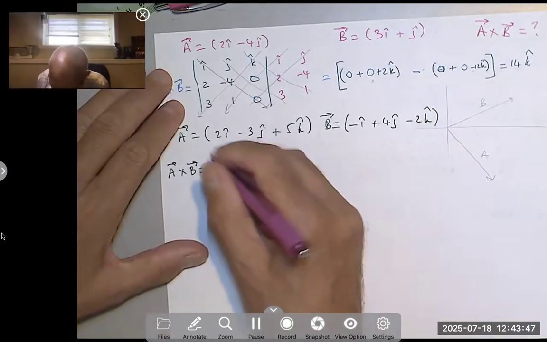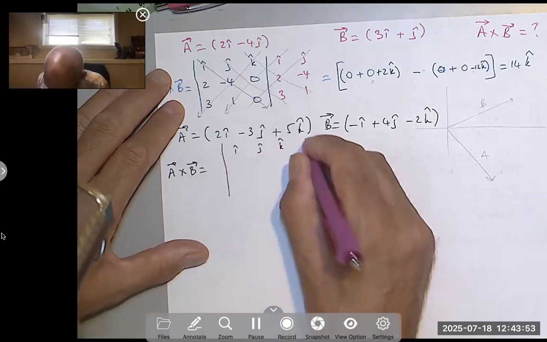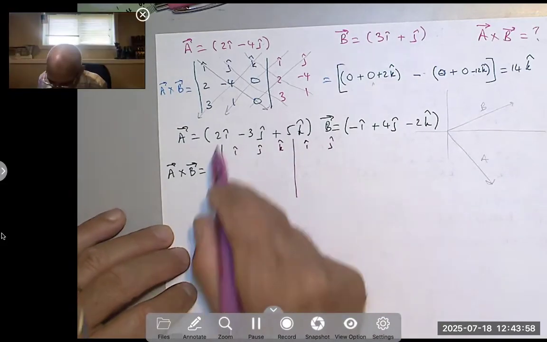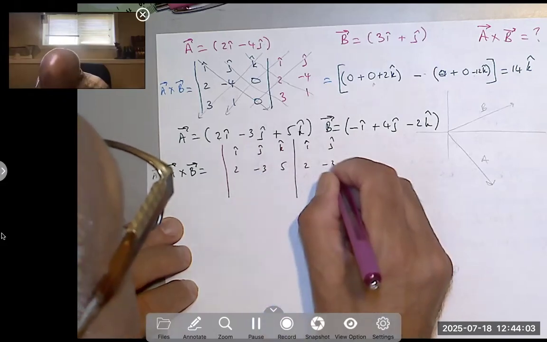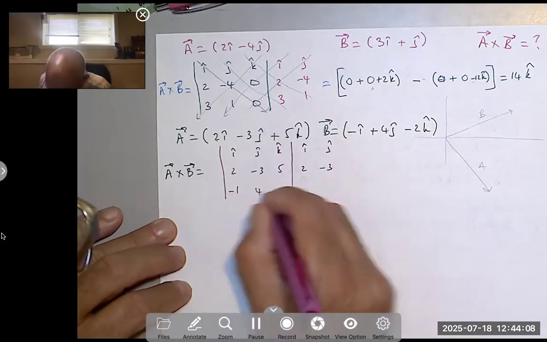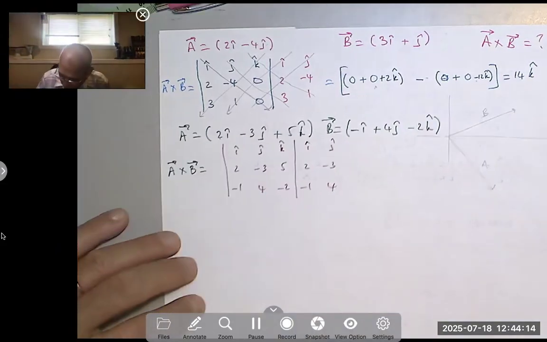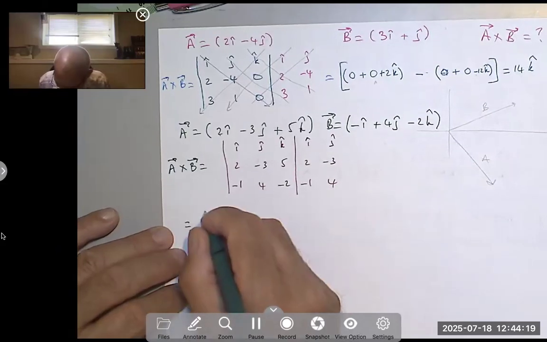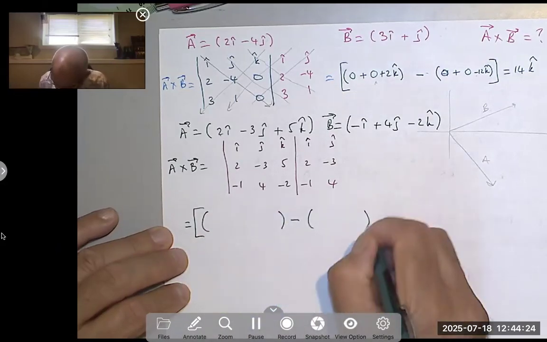We are going to have the determinant i, j, k, i, j. Notice we replicate the first two columns. 2, negative 3, 5, 2, negative 3, 5, 2, negative 3. And then negative 1, 4, negative 2, negative 1, 4, negative 2, negative 1, 4. And then I'm going to say equals. I'm going to open a pair of parentheses minus another pair of parentheses.